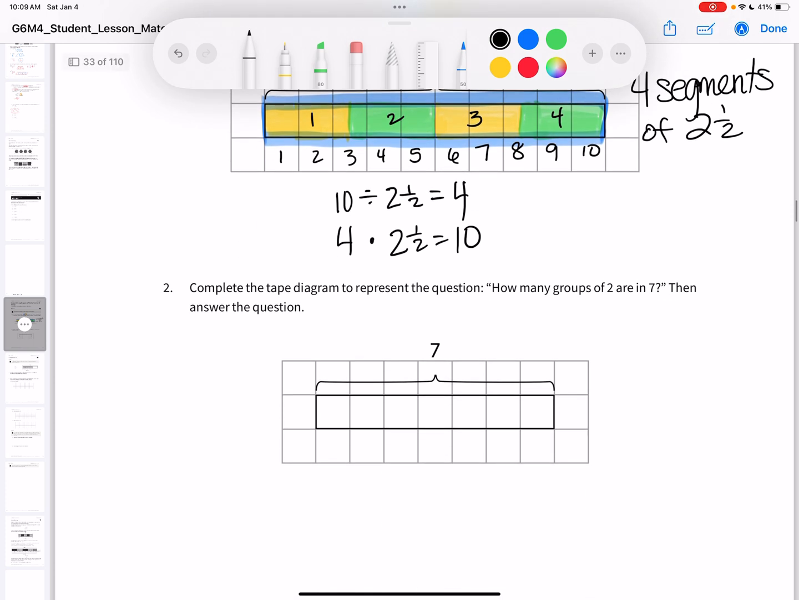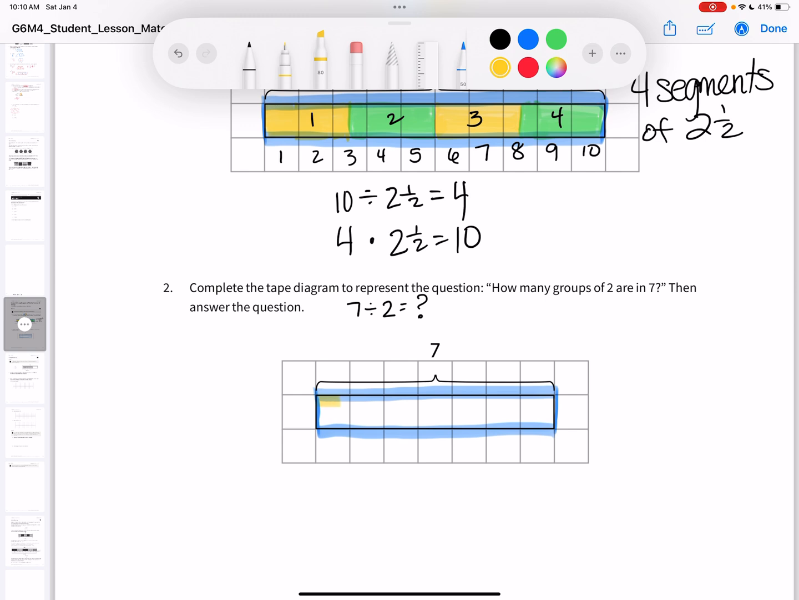All right, let's go on to number 2. Complete the tape diagram to represent the question. How many groups of 2 are in 7? All right, so how many groups of 2 are in 7? They're asking us to do 7 divided by 2. Okay? 7 divided by 2. So here's 7. We have our whole, right? Now, how many 2's can we fit there?